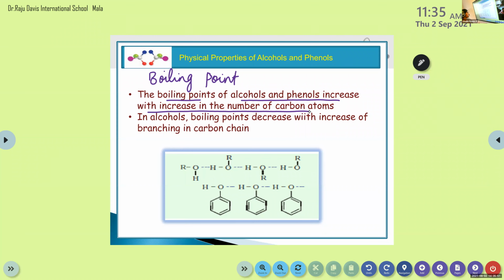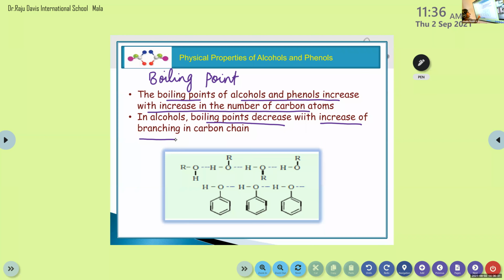In the case of alcohols, the boiling point will decrease with the increase of branching. The boiling point will increase with the increase of number of carbon atoms if it is in the straight form. If more branching occurs in the straight chain, the boiling point decreases. So there are 2 points. First, if the number of carbon atoms increases, the boiling points of alcohols and phenols increase. And second, if branching increases in alcohols, the boiling point decreases.